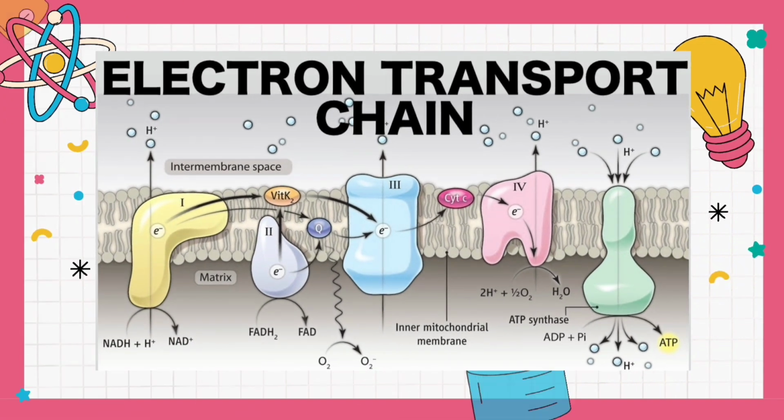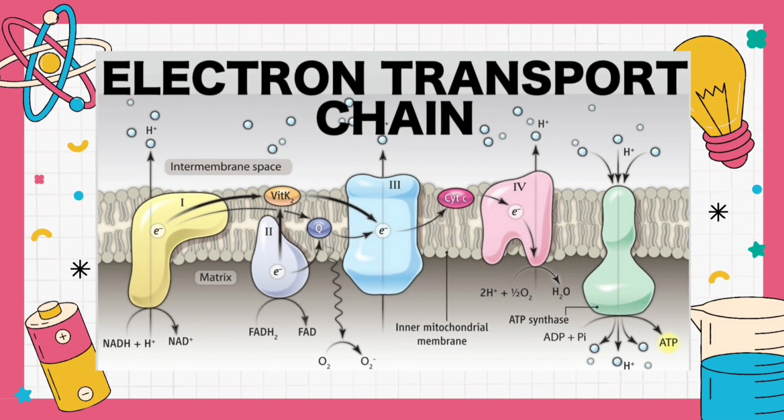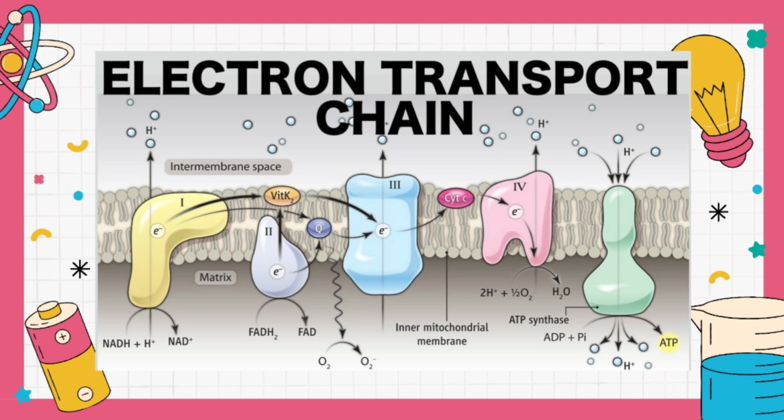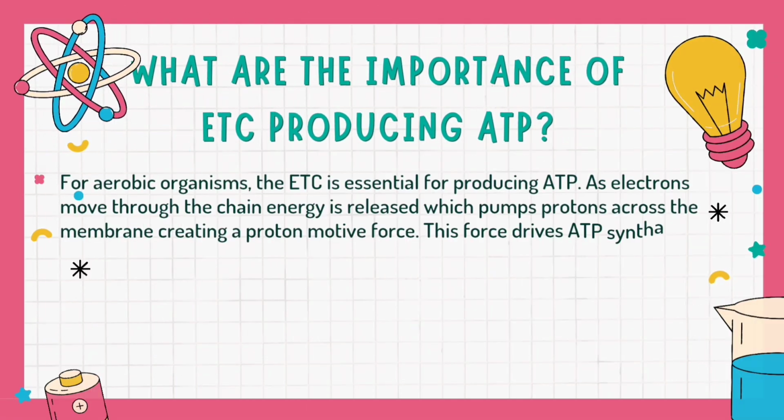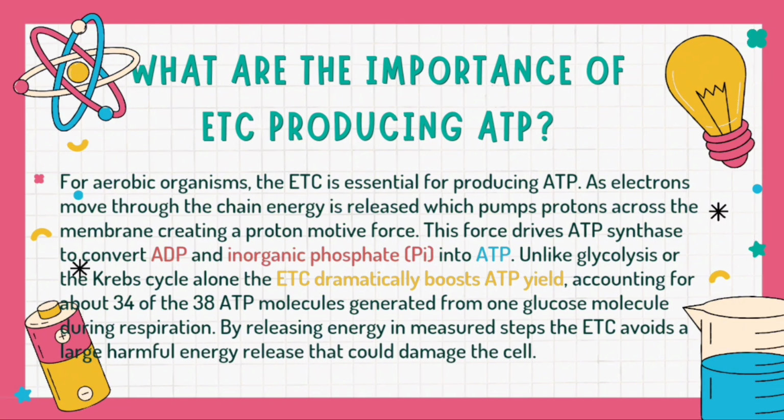The electron transport chain is the final stage of cellular respiration and is highly energy efficient, producing most of the ATP in aerobic organisms. NADH and FADH2 form in earlier processes such as glycolysis and the Krebs cycle, and their electrons go to oxygen, the final electron acceptor. What is the importance of ETC in producing ATP? For aerobic organisms, the ETC is essential for producing ATP. As electrons move through the chain, energy is released which pumps protons across the membrane, creating a proton motive force. This force drives ATP synthase to convert ADP and inorganic phosphate into ATP.